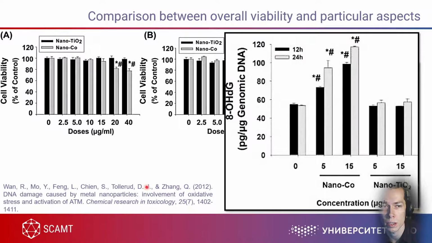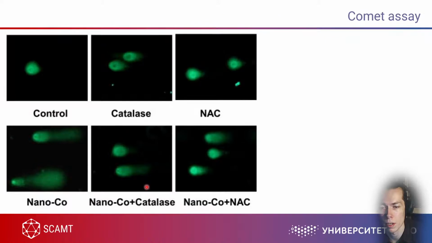But I already showed you these pictures, but in the same paper, in the same manuscript, they performed other types of tests connected with genotoxicity. One of the most common ones is a comet assay. Why is it called comet assay? Well, because it looks like a comet.